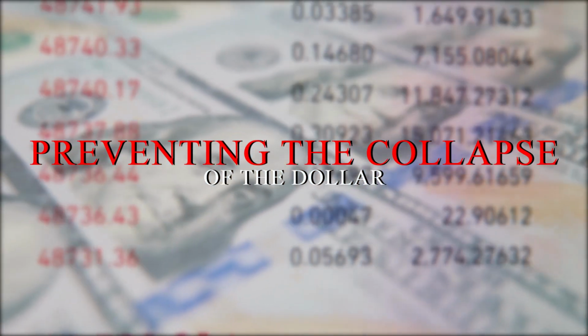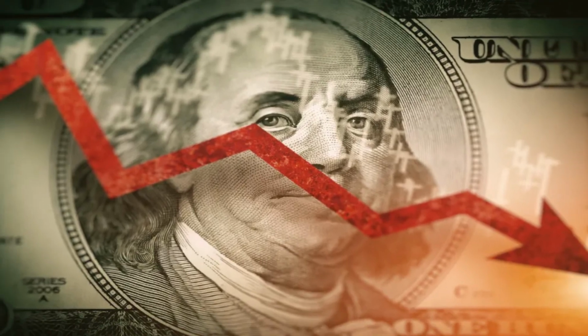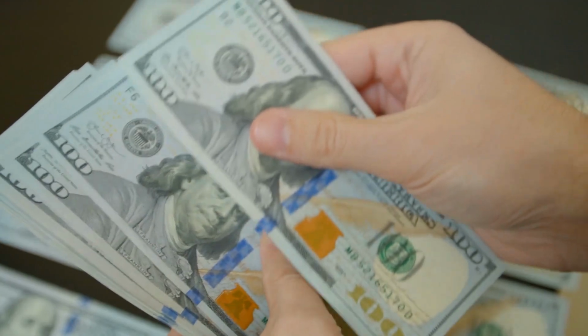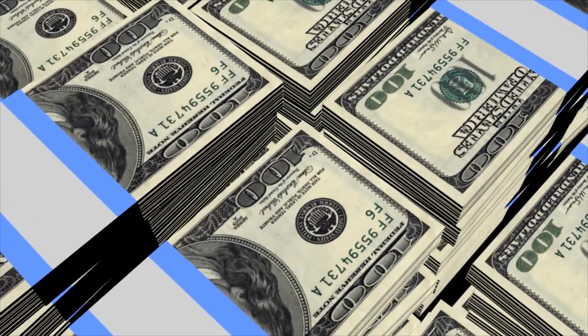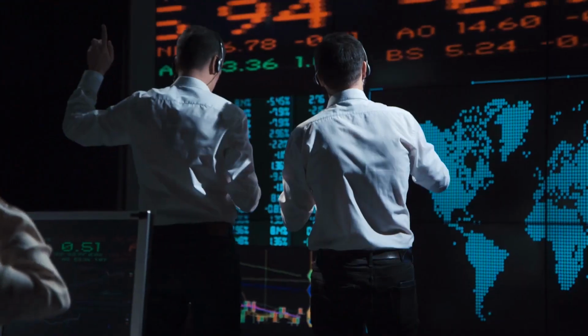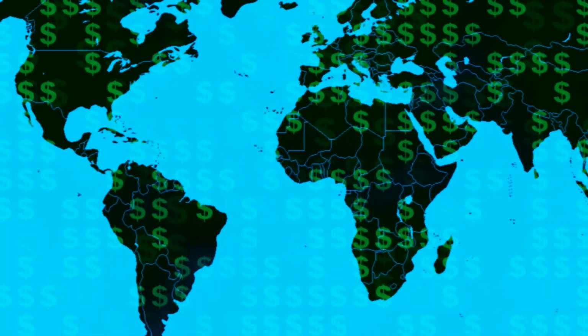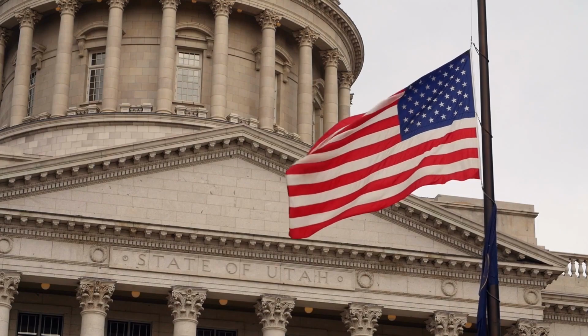Preventing the collapse of the dollar. So, what can we do to prevent the collapse of the dollar? Preventing the collapse of the dollar requires a multi-pronged approach. Maintaining trust in the currency is the most important factor, and it starts with ensuring the stability of the economy. This can be achieved through reducing the country's debt and maintaining a stable and predictable monetary policy. The government should also be proactive in monitoring the global economy and responding to any changes in the financial landscape.